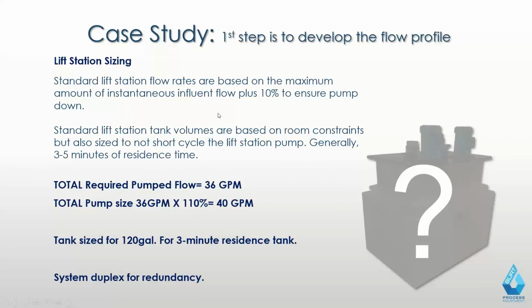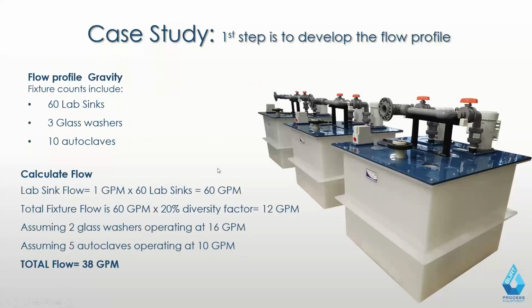Sizing our lift station in this case, you typically want to size it 10% up to ensure pump redundancy, and you generally size a lift station to prevent pump short cycling at about 3 to 5 minutes of residency time or no more than 10 pump starts per hour. So in this case, 36 GPM, 40 GPM total, size is 120 gallons based on 3-minute residency time. And we made the system duplex for redundancy.